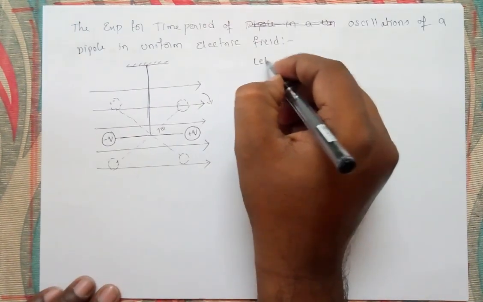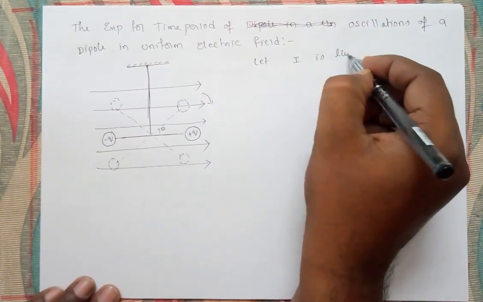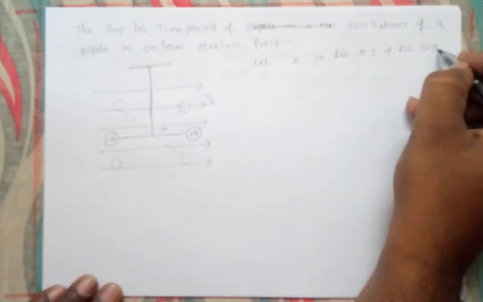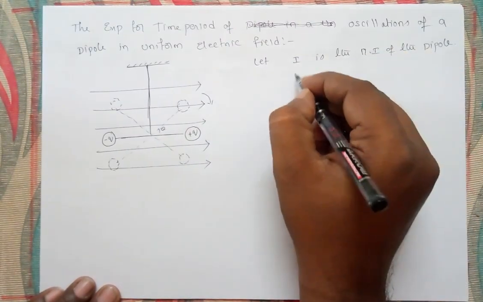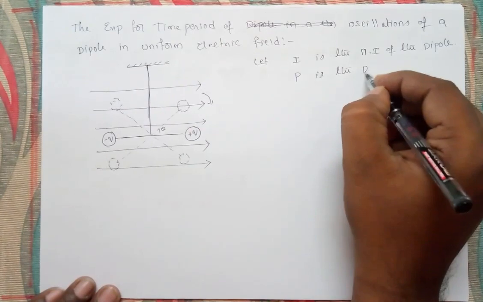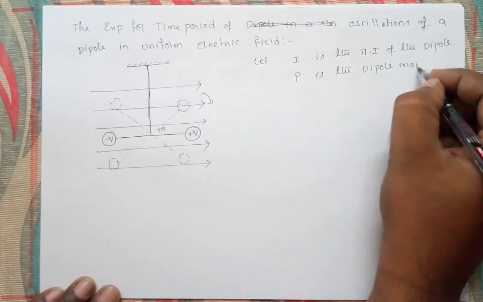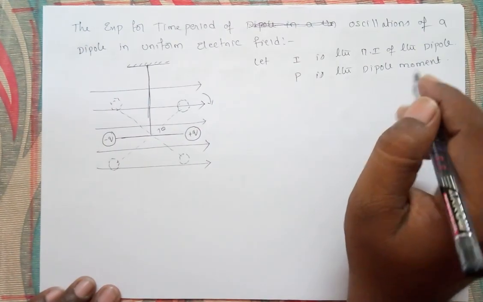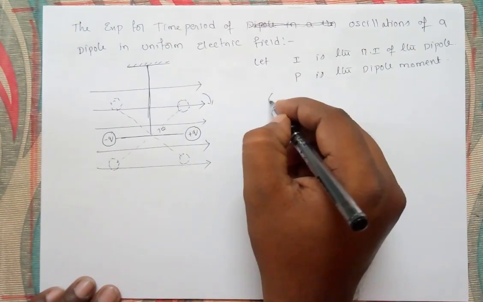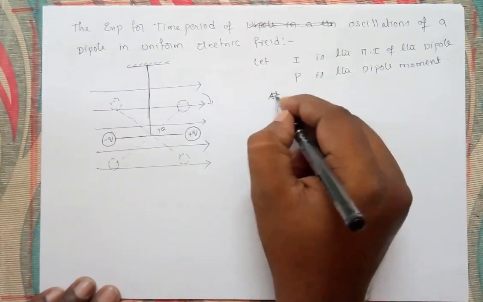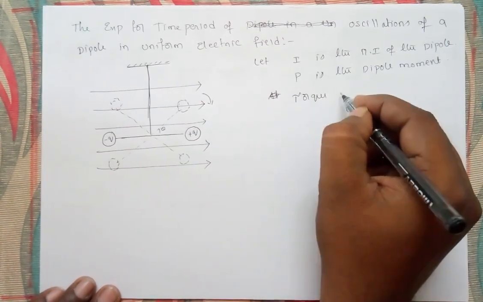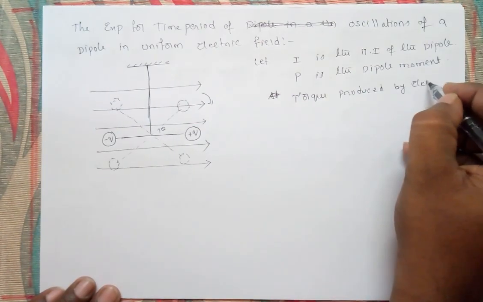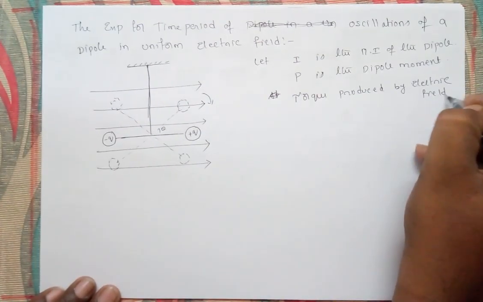So I is the moment of inertia of the dipole, and P is the dipole moment. Now I am going to take that when it is oscillating, the torque produced by the electric field, that is tau.